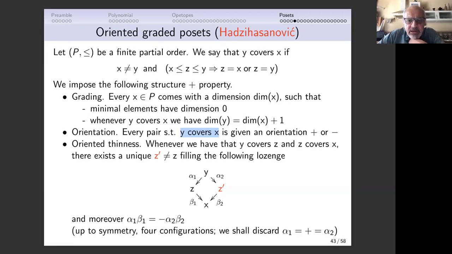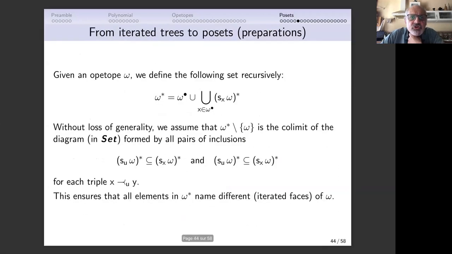It says that every interval in the poset that has length two, so x is of dimension n and y of dimension n plus two, has this shape. There are only two elements in between, of intermediate dimension, and moreover, the signs in the orientation are governed by this law.